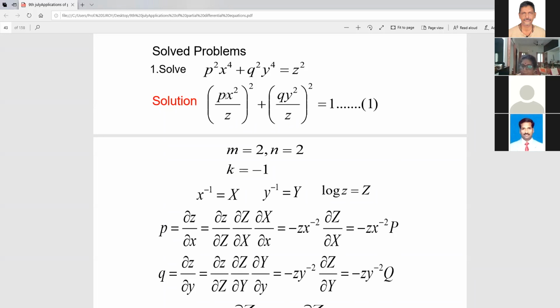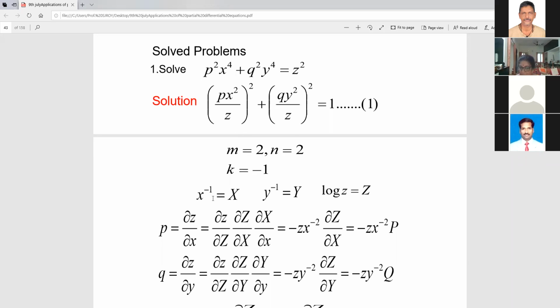So if I pick up, we have to take for x power combining with p, not combining with p square. So p into whatever you get, that power only we need to consider. And of course you have p square. So first you write whatever the combination you get for p, then you pick up that as m. Okay. So p into x power 2 here, so m is taken as 2. Similarly, q into y square, n equal to 2. And here z power minus 1, so k I have taken as minus 1.